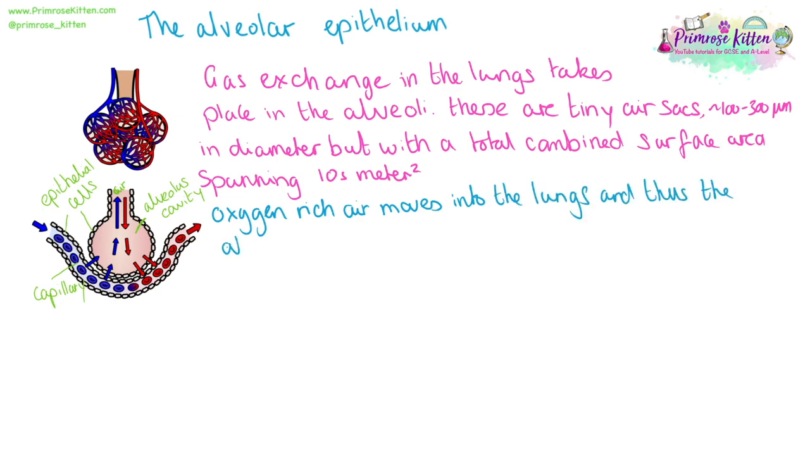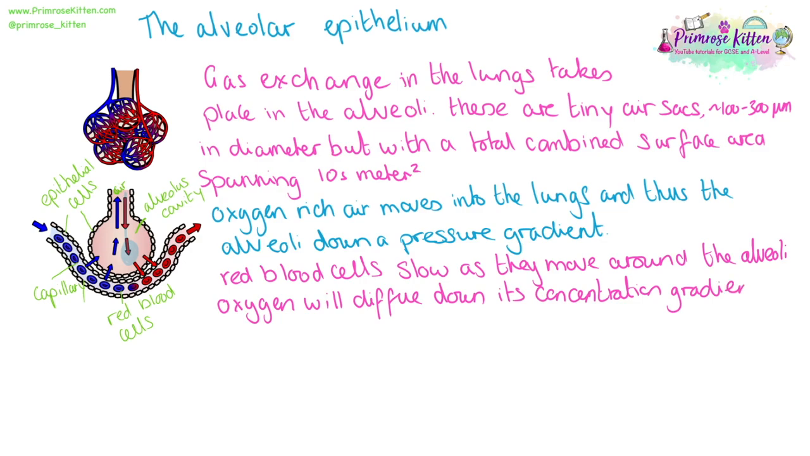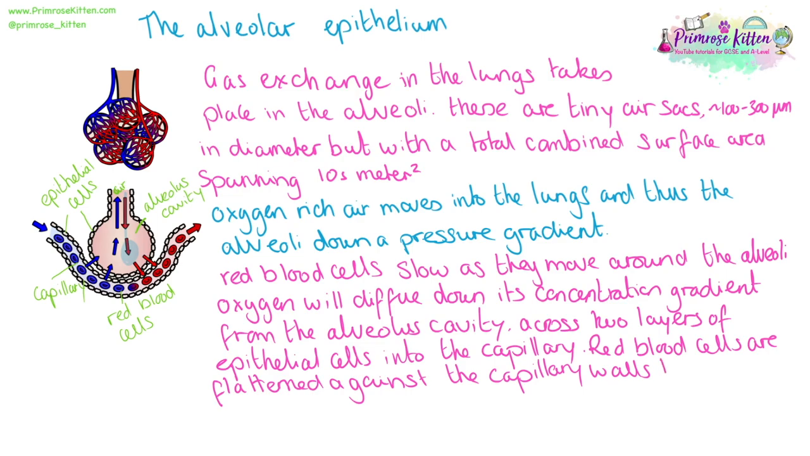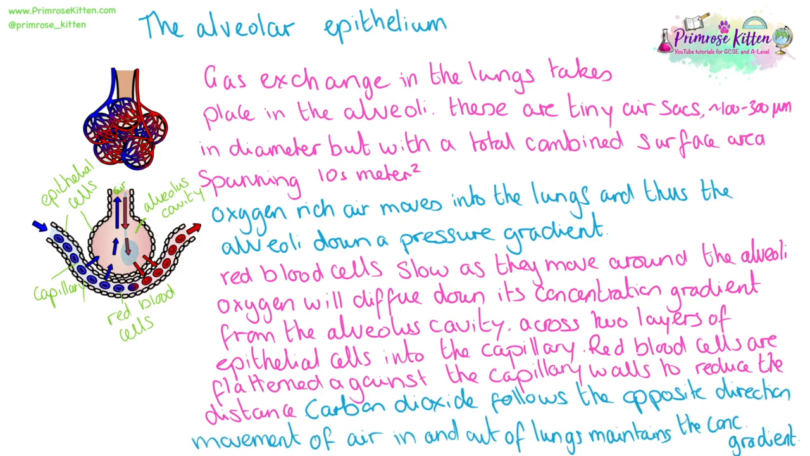Oxygen-rich air will move into the lungs, to the alveoli, down a pressure gradient. Red blood cells in capillaries will slow as they move around the alveoli. Oxygen will then diffuse down its concentration gradient from the alveolus cavity across two layers of epithelial cells into the bloodstream. Red blood cells are flattened against the capillary walls to reduce the distance needed for diffusion. Carbon dioxide follows the opposite pathway. The movement of air in and out of the lungs maintains the concentration gradient.